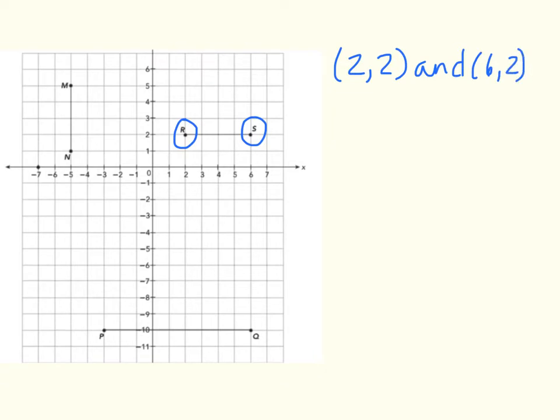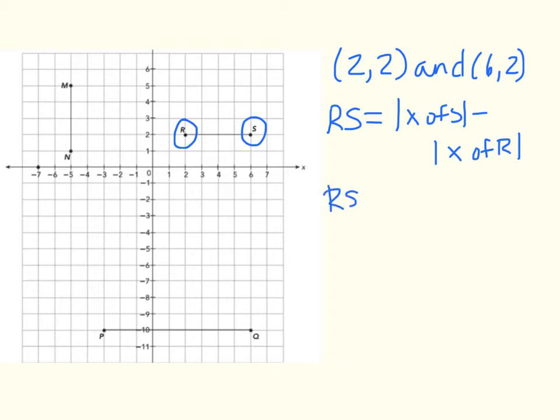Even if we couldn't see it drawn on the coordinate plane, we know by looking at its ordered pairs that the line is horizontal because the y-coordinates are identical. Okay, so let's figure out what the length of the line is using a simple formula. Line RS equals the absolute value of the x-coordinate of S minus the absolute value of the x-coordinate of R. Sorry, it didn't quite fit there.